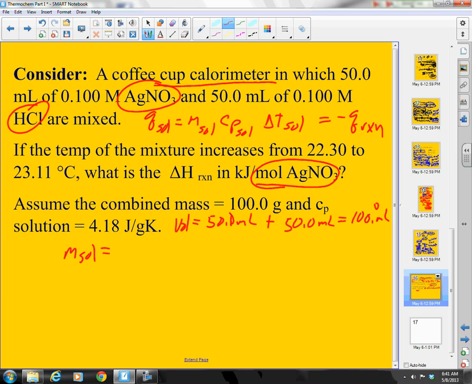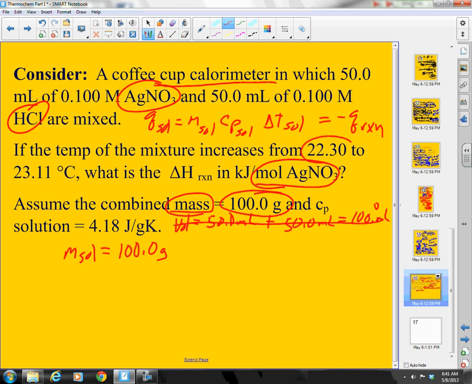Do they tell me a density? Oh, yeah, I didn't have to do that. They tell me that it's 100 grams. Says that the assumed mass is 100 grams. You know, if you read the entire problem, sometimes you get good information. Excellent. So I didn't even have to do the volume. Silly me.